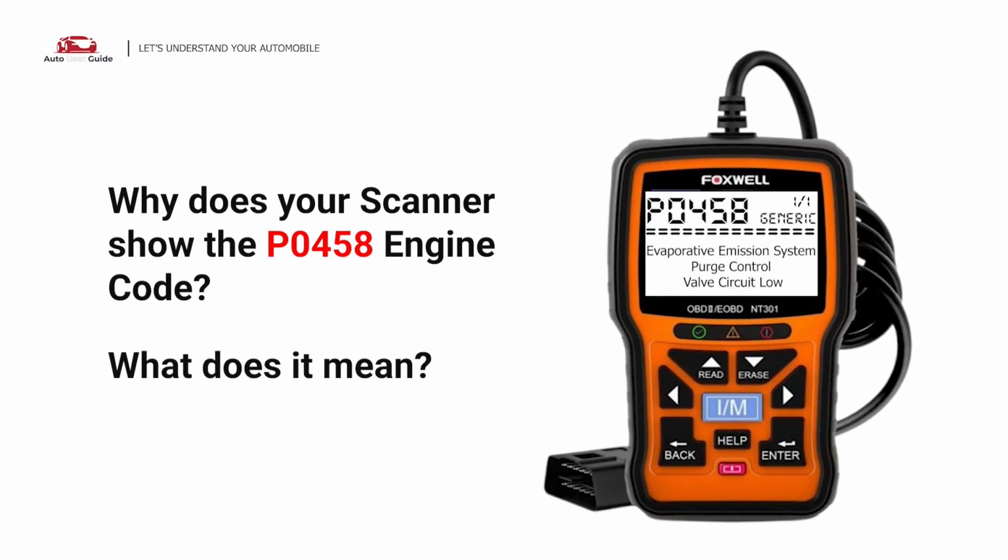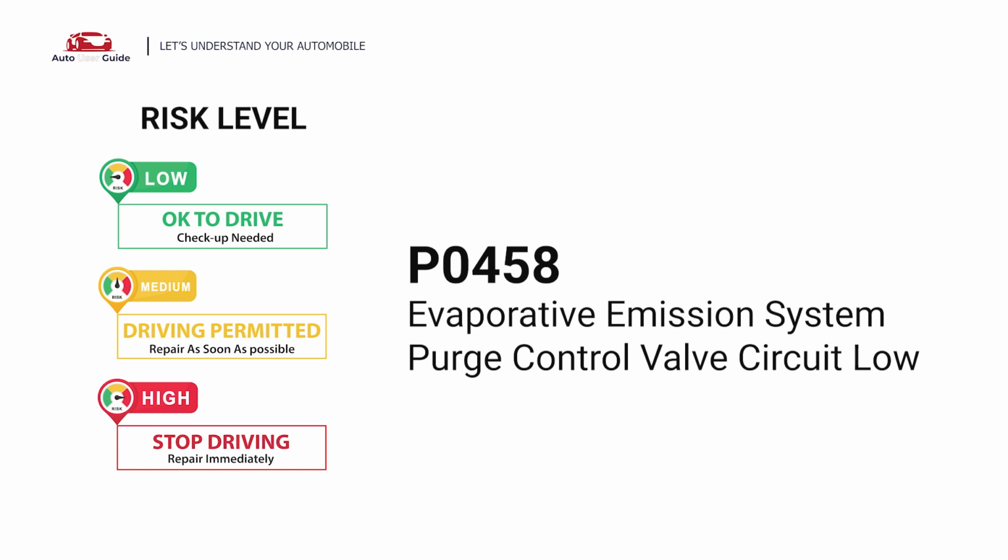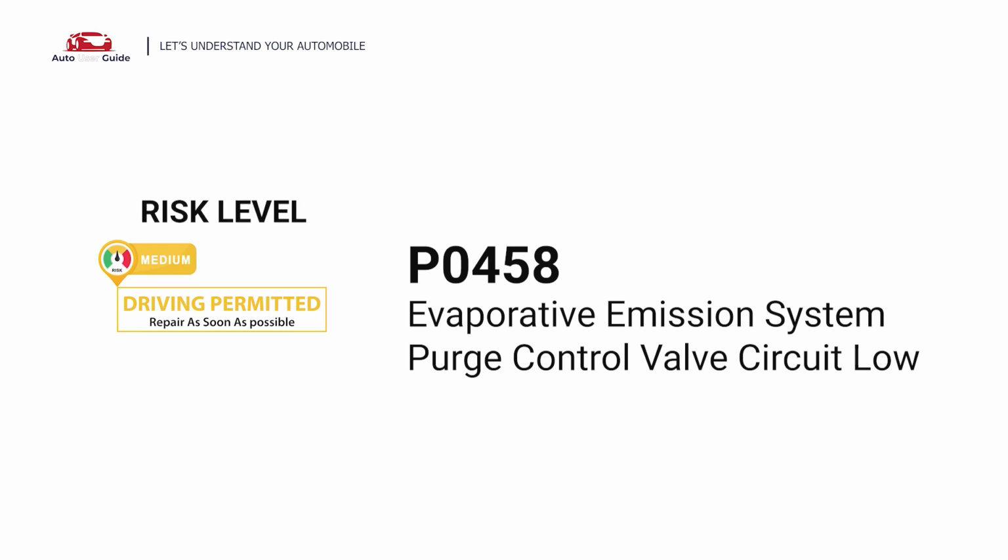Why does your scanner show the P0458 engine code? What does it mean? P0458 is a diagnostic trouble code for Evaporative Emission System purge control valve circuit low.